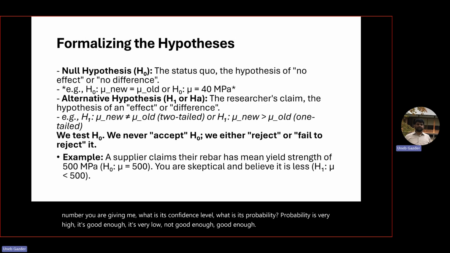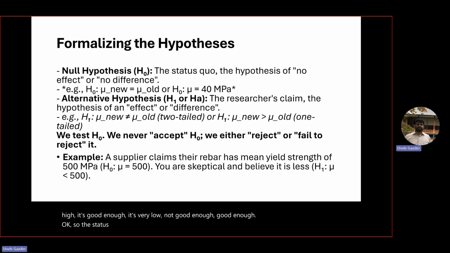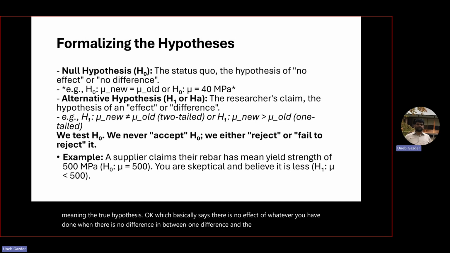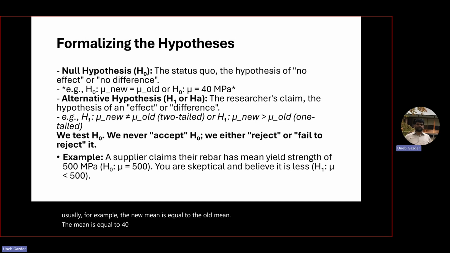So the status quo means null hypothesis, meaning the equal to, meaning the innocence, meaning the true hypothesis. It basically says there is no effect of whatever you have done, there is no difference between one data set and the other. Usually, for example, the new mean is equal to the old mean. The mean is equal to 40 megapascal. Something like this. And the alternate hypothesis will be not equal.